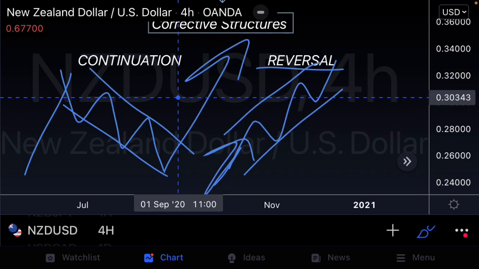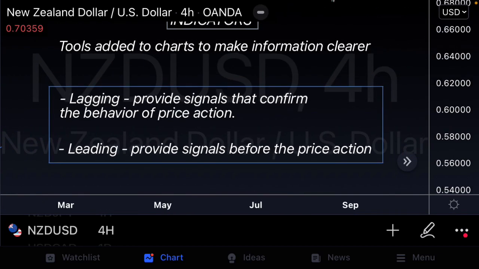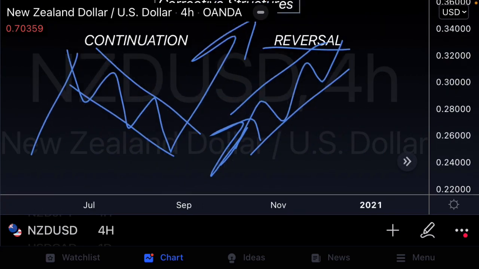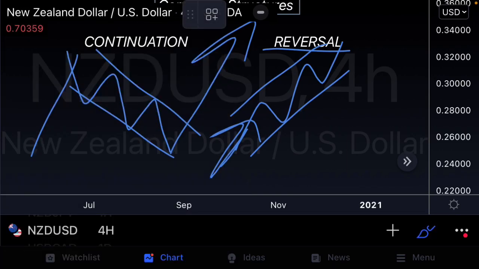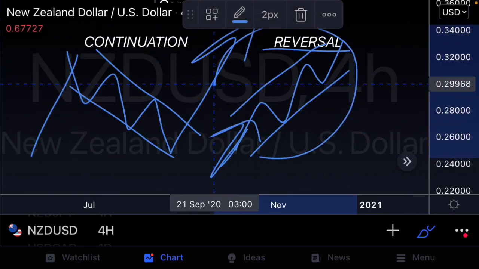So what information are these continuation or reversal structures giving us when we're talking about these ascending and descending structures? These structures are showing us momentum divergence. Remember when we discussed what important things we want indicators to be able to do: provide signals that confirm the behavior of price action, number one. So we have these structures functioning as lagging indicators. They give us insight into the nature of price action, that price is decelerating towards the downside or decelerating towards the upside.